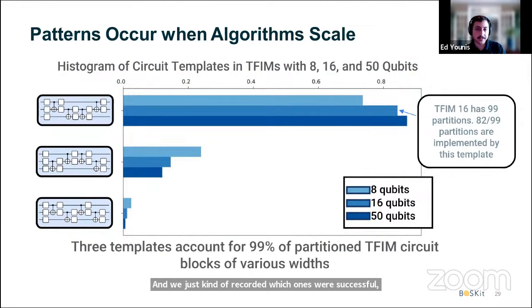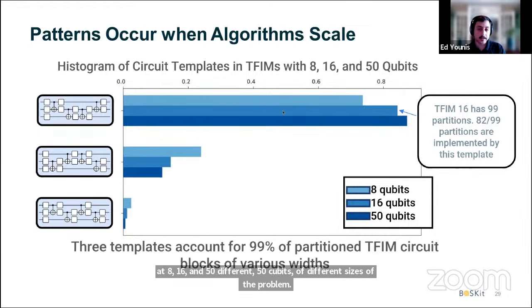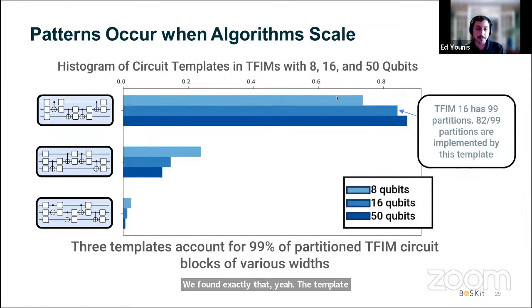So we asked, do we see patterns in the templates that come out of these unitaries when we scale up the algorithm? Here we're taking those TFIM circuits. We're looking at 8, 16, and 50 qubits, so different sizes of the problem. We found exactly that: the template that comes out of them in many cases is the same. I apologize for the blurriness of the picture, but we're able to see that there is a lot of repeated structure in these circuits, even as they scale with size.